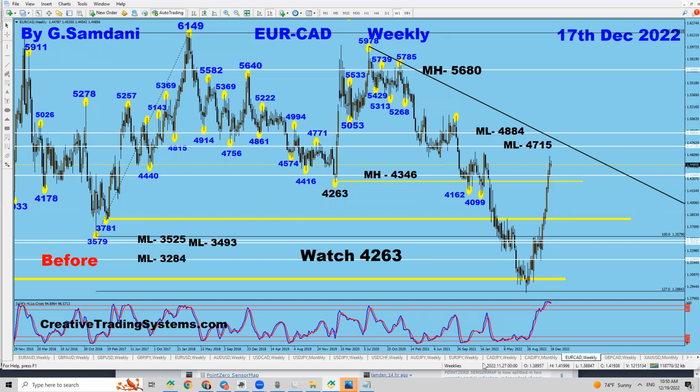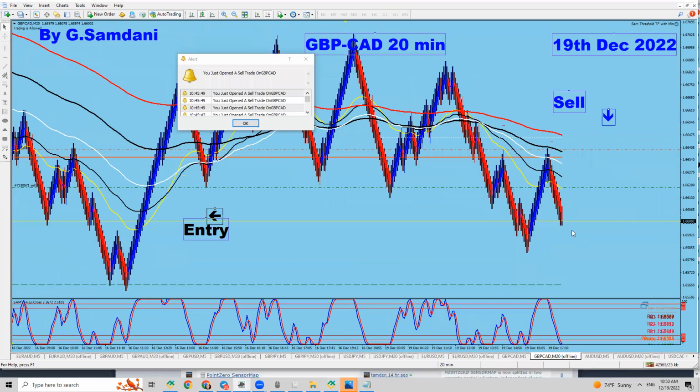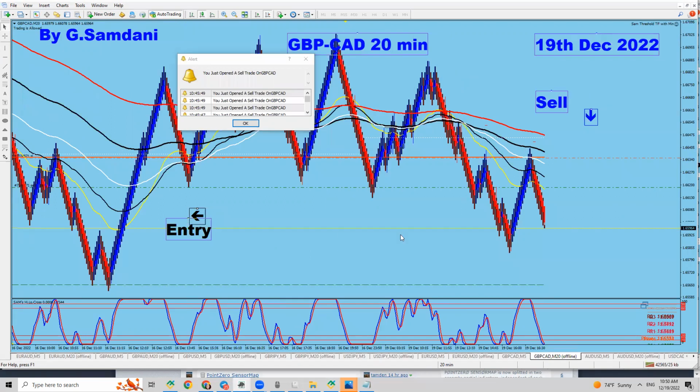All right. But pound CAD, yes, pound CAD is giving me the entry. It already gave me the entry. Here, it's going down now. So with that going down, I can go down with my SL.